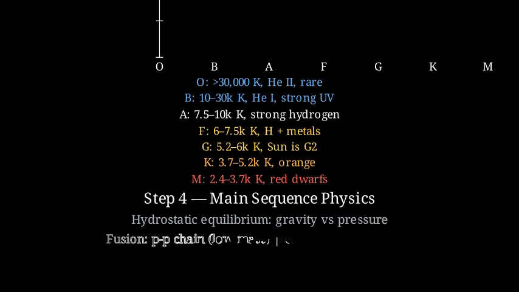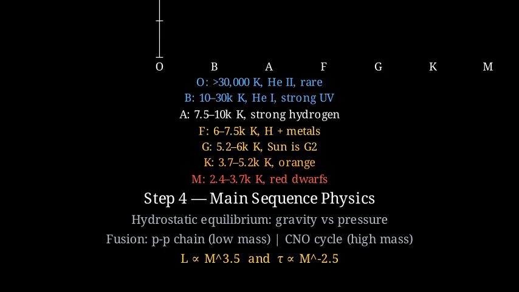Step 4 is the main sequence. This is not a time sequence, but a mass sequence. A star is stable when gravity is balanced by pressure from fusion. Low-mass stars fuse by the proton-proton chain. Massive stars use the C and O cycle. Luminosity scales roughly as mass to the 3.5 power, and lifetime scales roughly as mass to the negative 2.5 power. That is why massive stars are bright but short-lived.